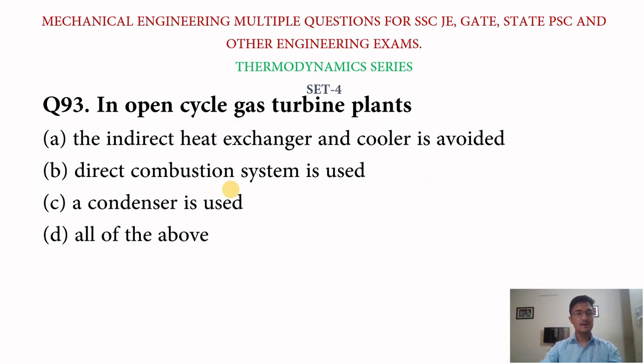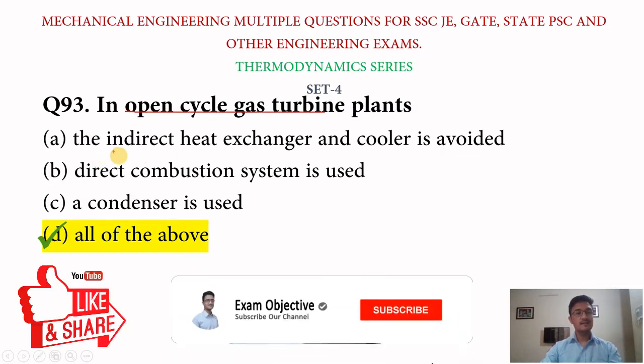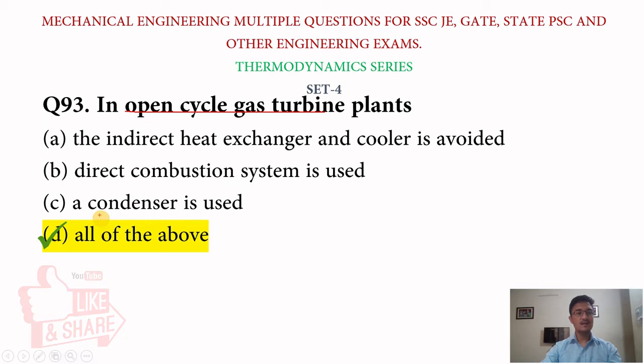Next question is, an open cycle gas turbine plants, we have four options given. The indirect heat exchanger and cooler is avoided. Option B, direct combustion system is used. Option C, a condenser is used. Option D is all of the above. So its answer is all of the above. In open cycle gas turbine plant, the indirect heat exchanger and cooler is avoided, direct combustion system is used, and a condenser is used.